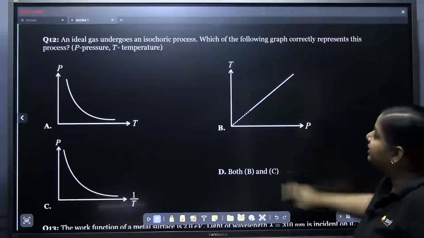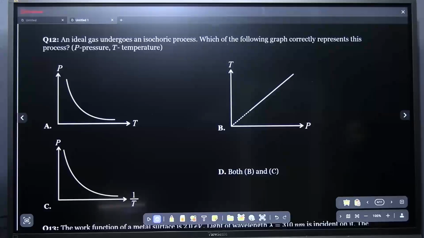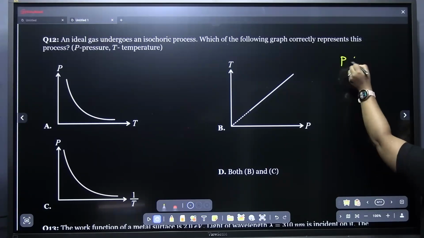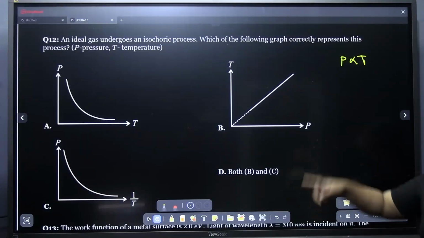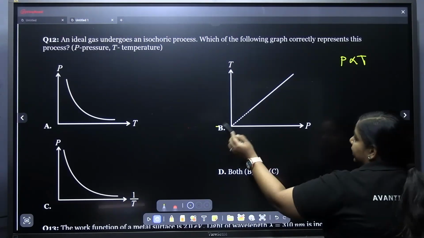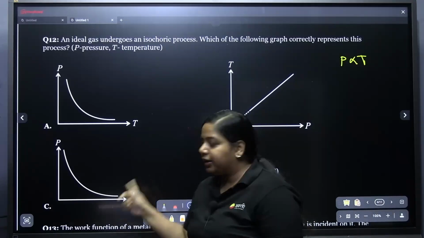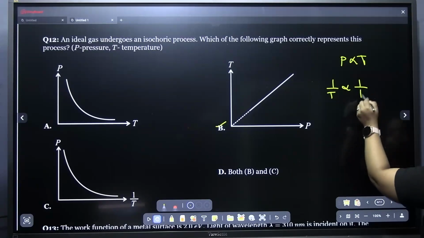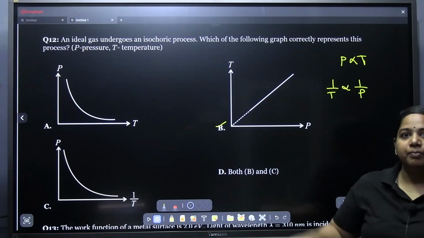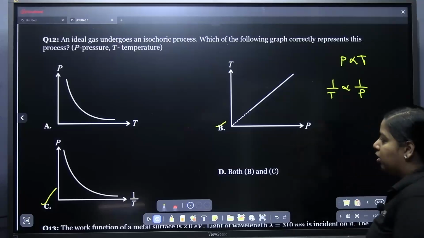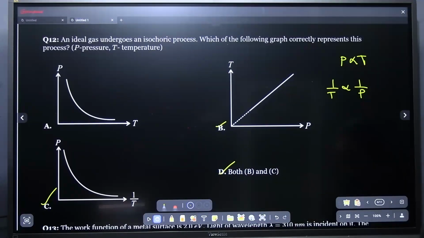An ideal gas undergoes an isochoric process. Which of the following graphs correctly represent this process? Isochoric means volume constant. So from the ideal gas equation we will get P proportional to T. P is directly proportional to T, which means it will be a straight line graph. So this is correct. Now if you see here, they are plotting 1 by T. 1 by T is proportional to 1 by P. So the graph will be of 1 by P. So this graph is also correct, which means option D, both B and C are correct. Is it clear?